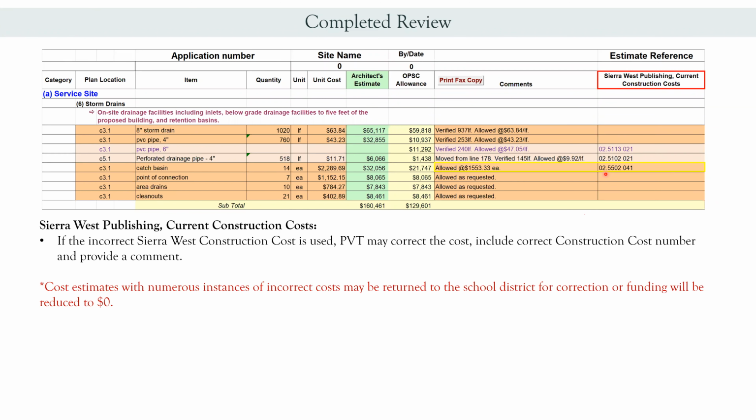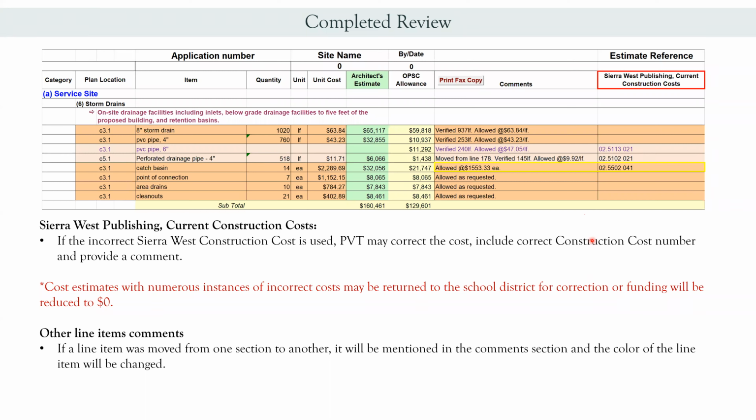Cost estimates with numerous instances of incorrect costs may be returned to the school district for correction, or funding would be reduced to 0. So if it's maybe 1 or 2 that we see that's incorrect, we'll probably correct it for you. But if it's the entire or most of the cost estimate that has incorrect numbers, then we'll probably send it back with 0. But then on the second review, once it's corrected, we'll go ahead and continue looking at it.